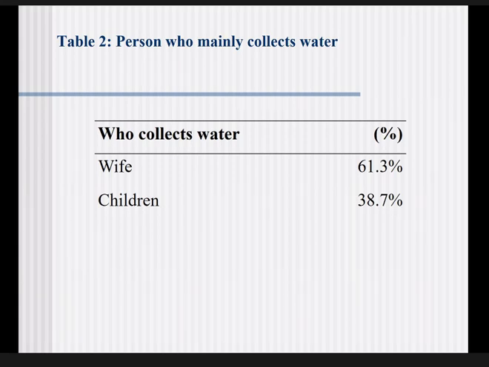Just one sentence will tell you that 61% of water collectors are wives and the other 39% are children. Just one short sentence. You don't need a table for this kind of information. This is just an example.